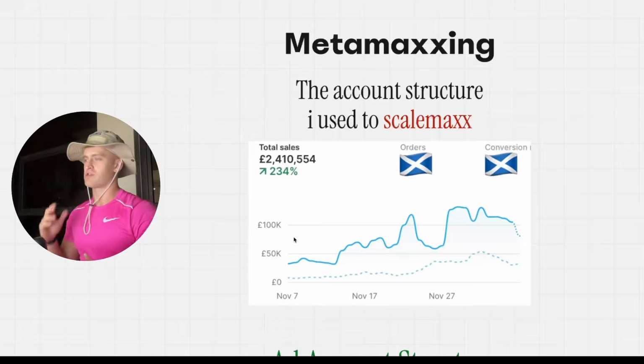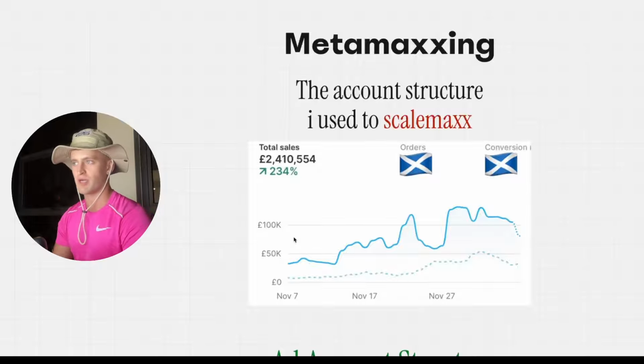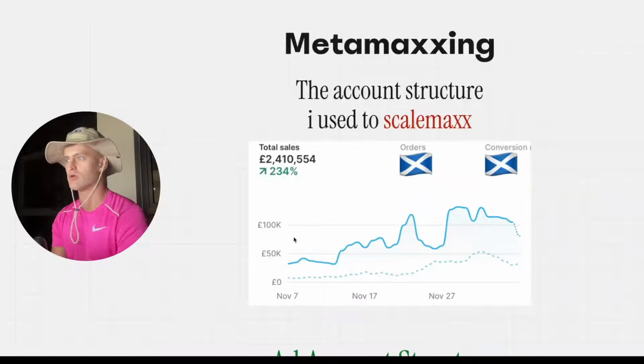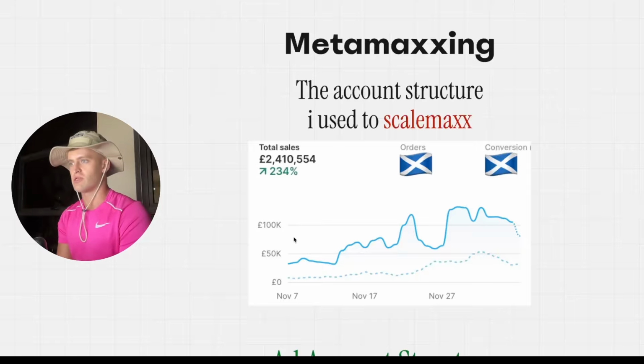Again, every single time I make a video like this, people are always asking which type of account structure I use. CBO, ASC, cost caps, lowest volume. What do I use in order to run my stores? And I think it's very dependent on the situation.